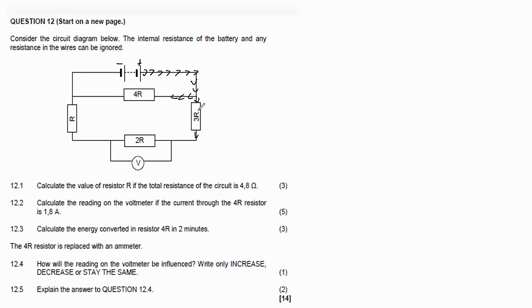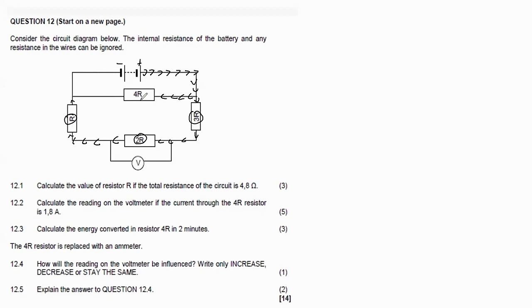That means some of the current passes through the 3R, and then that same current passes over the 2R, and then that same current again passes over the R resistor, right? So what can we say about that? It means the resistors R, 2R, and 3R are all connected in series, but they are connected in series in a parallel branch. Whenever we face a situation like that, we combine those resistors to form one big resistor.